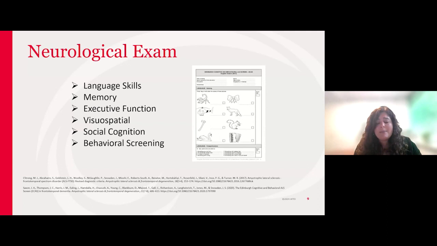Diagnosing cognitive and behavioral impairment in ALS requires a comprehensive neuropsychological evaluation, as I discussed a little bit earlier. The evaluation should include standardized measures that allow for appropriate control of writing and speech impairments the patient may have with ALS already.